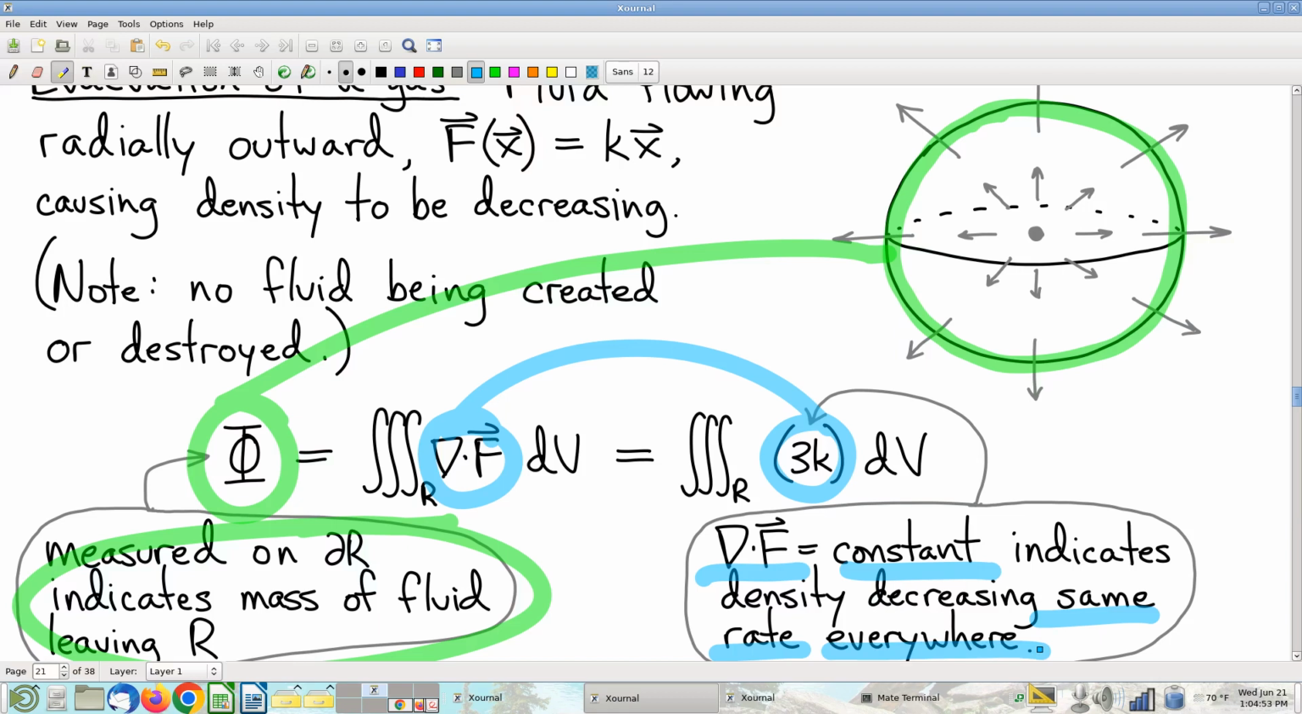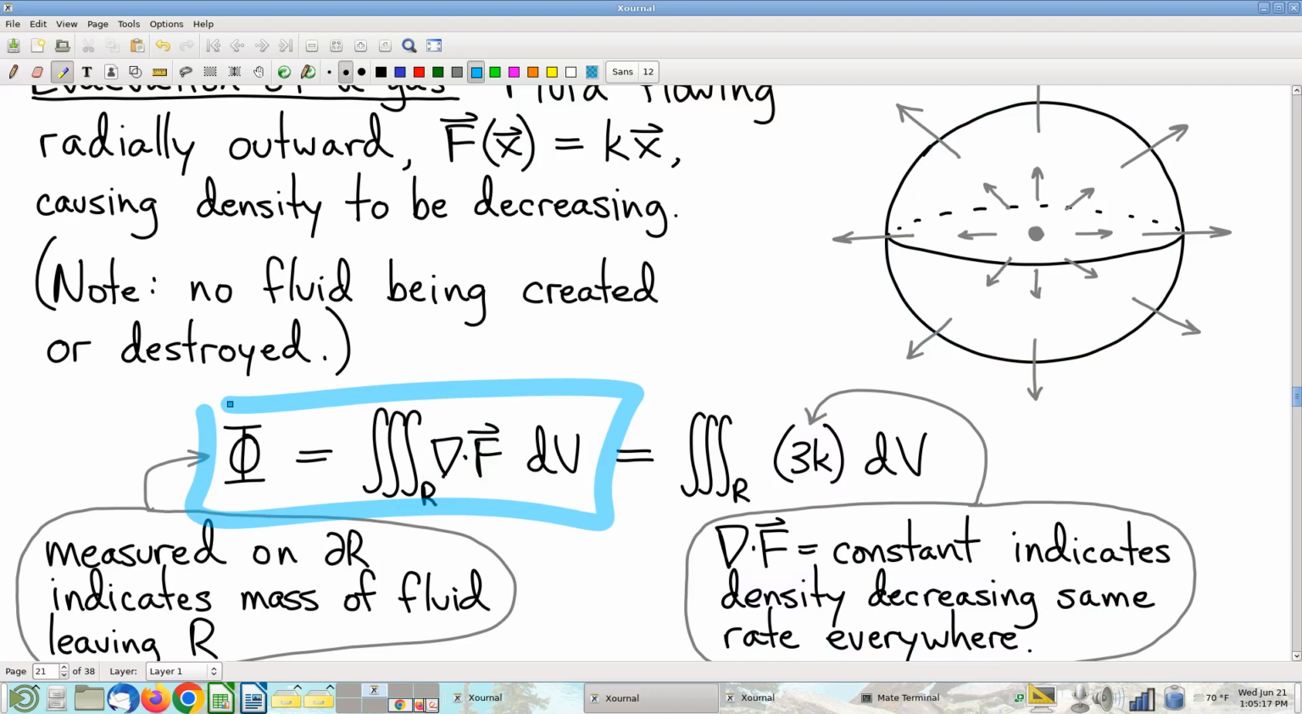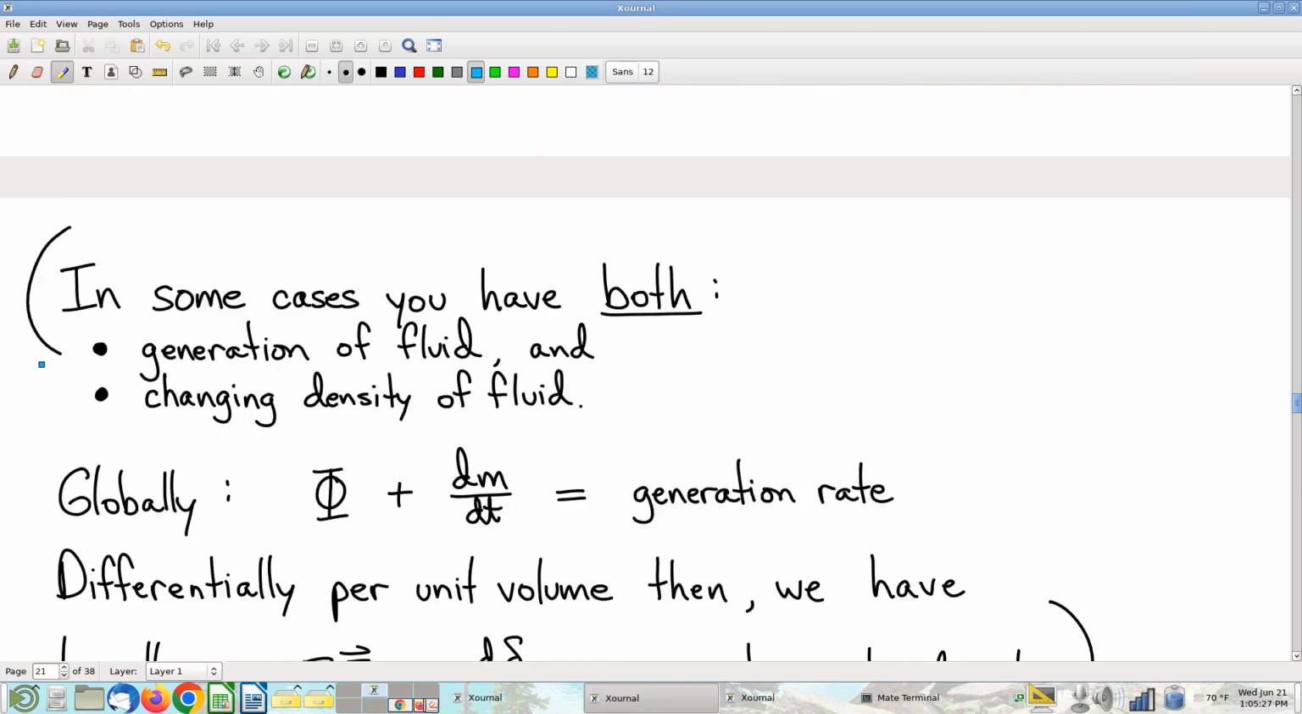And I think this also stands to physical reason, right? If the balloon is getting bigger and bigger, the density is decreasing at a constant rate everywhere inside of the balloon, because that's how gases work. The density is uniform throughout the distribution. Okay. So we make different physical interpretations because we have a different kind of fluid. But notice we're making this interpretation with the divergence theorem, and we're making this interpretation with divergence as well. Now, two different kinds of fluid.